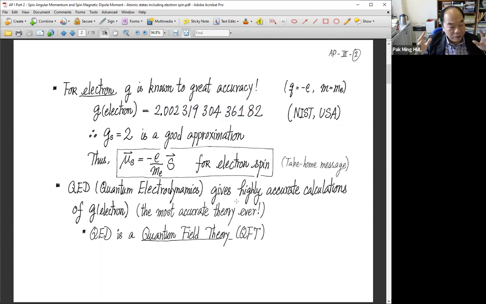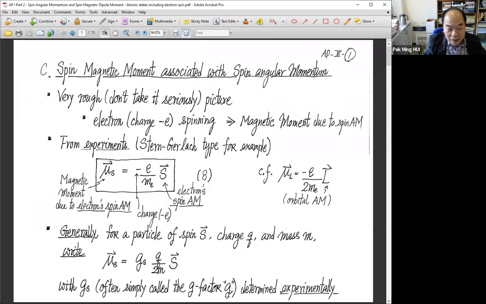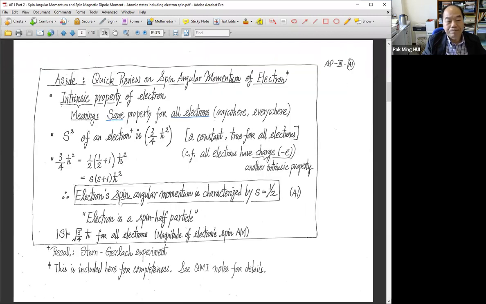But for us, let's go back to a humble task. g is 2, okay? Don't worry about fancy things. And that is how spin gives us the spin magnetic dipole moment, okay? Then the Stern-Gerlach experiments need us to think about spin half being the spin angular momentum of an electron.